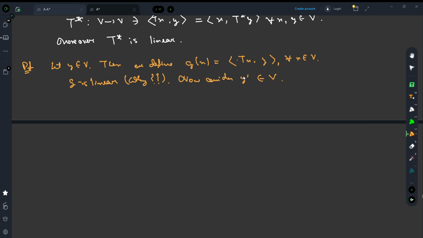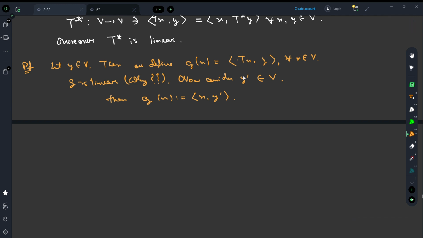Now consider y prime to be an arbitrary element of V. Now we had previously seen, obviously in the previous theorem, that provided a linear functional is there, we can choose a unique vector from V such that the linear functional can be written as an inner product of the vector x with this unique vector y, in this case y prime.